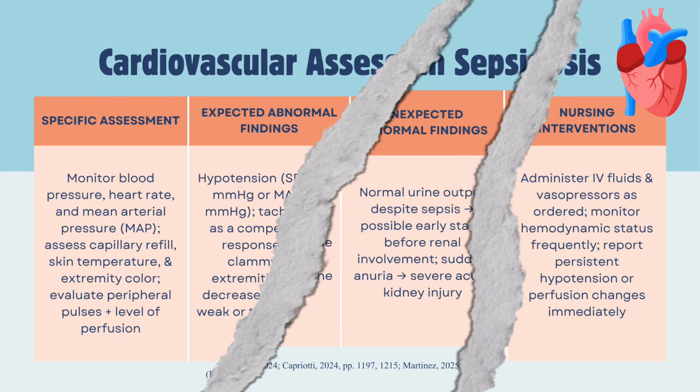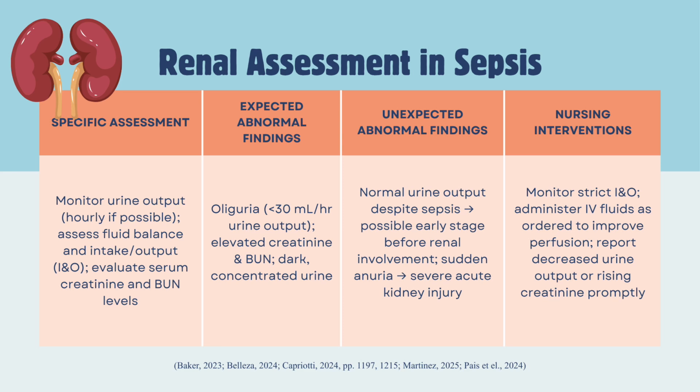or changes in perfusion. In renal assessment for sepsis, the nurse monitors urine output on an hourly basis when possible, along with strict intake and output measurements. Serum creatinine and blood urea nitrogen levels are also evaluated to assess kidney function. Expected abnormal findings include oliguria, defined as urine output less than 30 milliliters per hour, along with elevated creatinine and BUN levels.